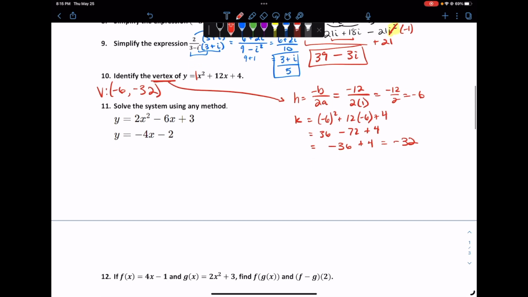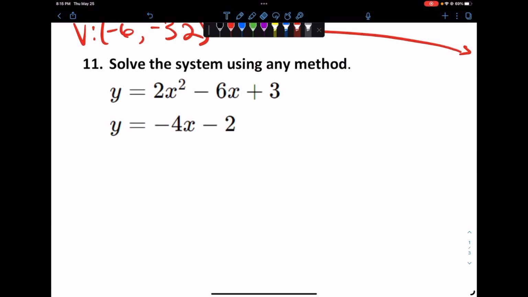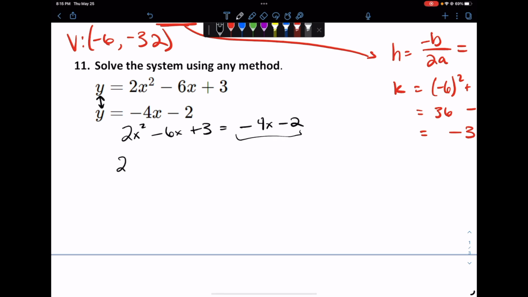All right. Solve the system using any method. All right, so I got a quadratic and a linear, but they're both equal to y. So I'm just going to set these two equal to each other. So I got 2x squared minus 6x plus 3 is equal to negative 4x minus 2. I will add these over to the other side. So I got 2x squared minus 2x plus 5 equals 0.